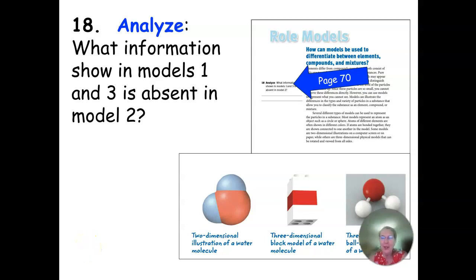Hopefully you took a minute to look at the three models. All three are representatives of the water molecule. Water has one atom of oxygen and two atoms of hydrogen. Oxygen has more protons than the hydrogen. Hydrogen only has one. And so you notice that red represents the oxygen. And so hopefully you gave that a good think.